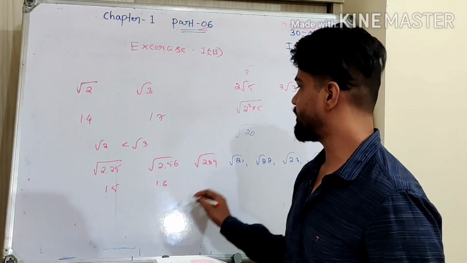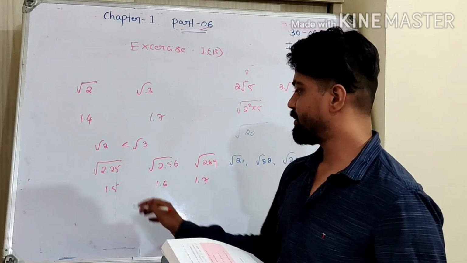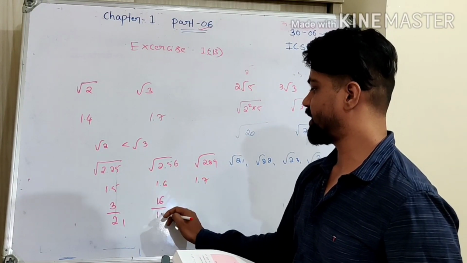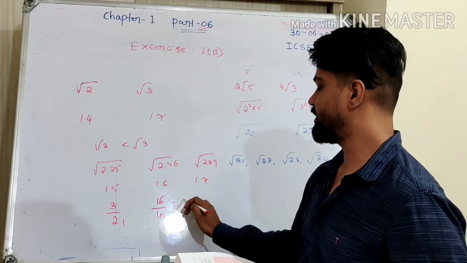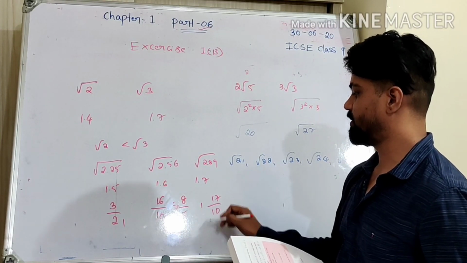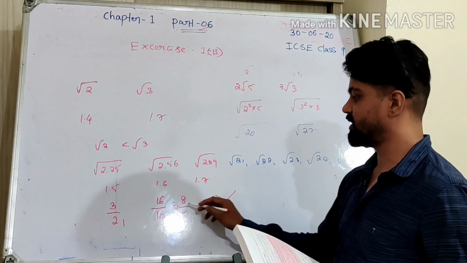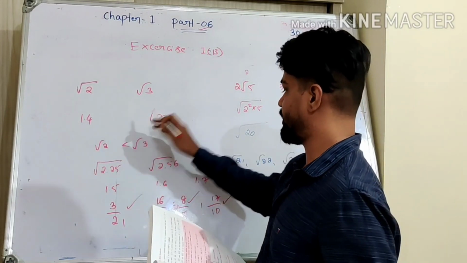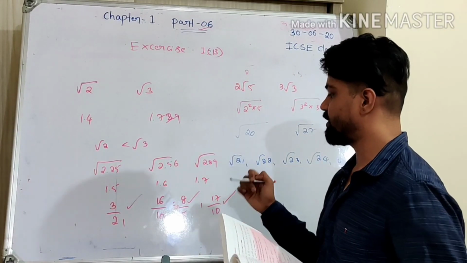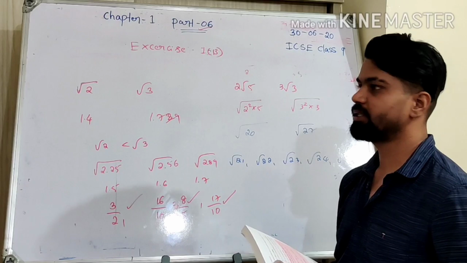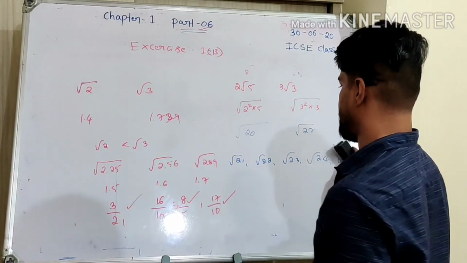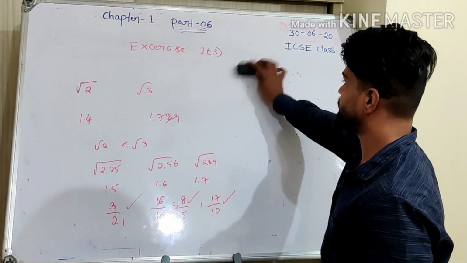1.5, 1.6 and 1.7. So 1.5 can be written as 3 by 2, and 1.6 can be written as 16 by 10, which can be further written as 8 by 5, and 1.7 as 17 by 10. So these are numbers which are rational, and they lie between 1.4 something and 1.73 something. So exactly, 1.7 is less than that. So this is how we insert the rational numbers. Any two rational numbers. We anyway have 3 inserted. You can take any 2 for this question.